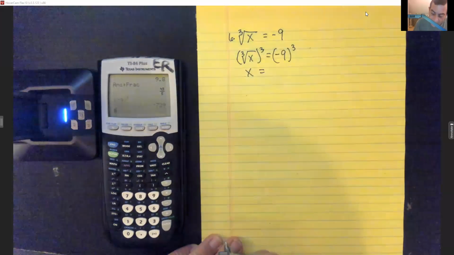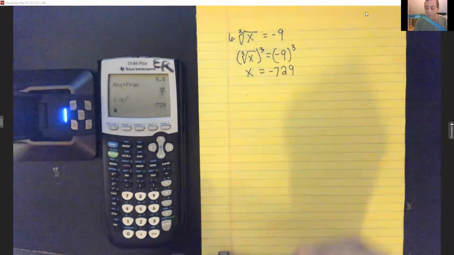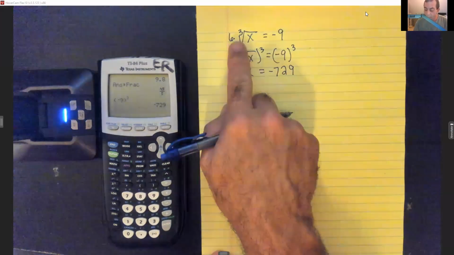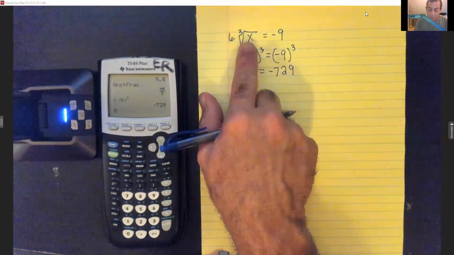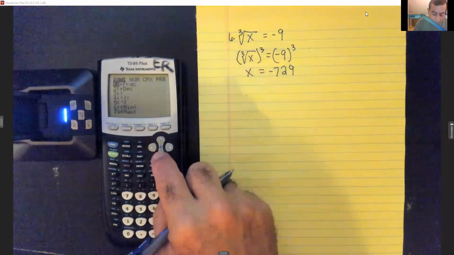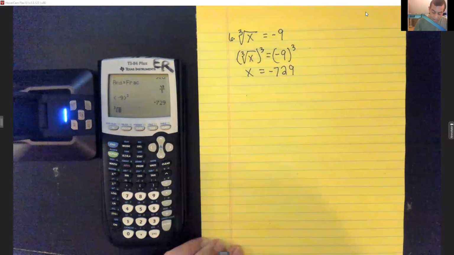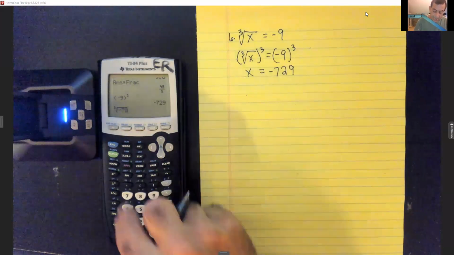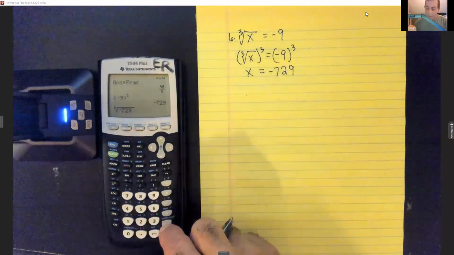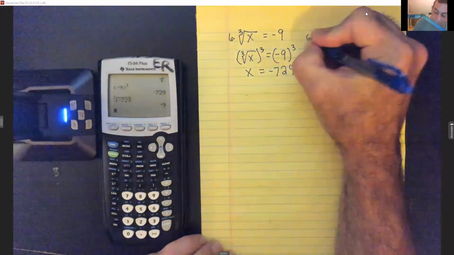We get -729. So y'all watch this. To check that, I'm going to put that -729 into that radical. So to get a cube root, you hit math and go down to number 4, which is a cube root. Hit enter. Put in -729, and I better get a -9. Okay, so here's what I did to check that.